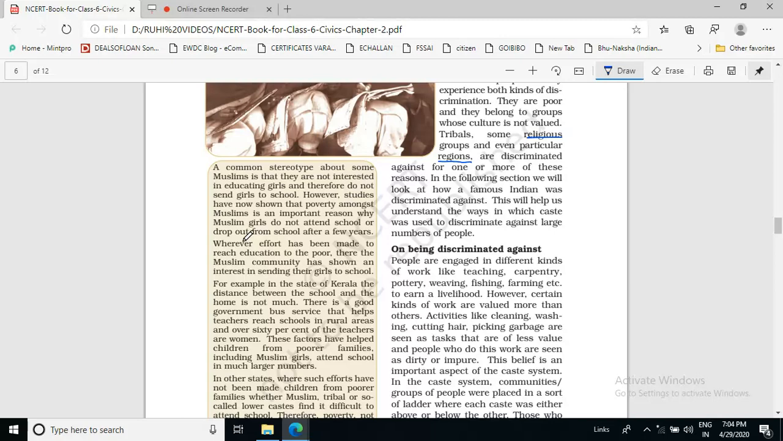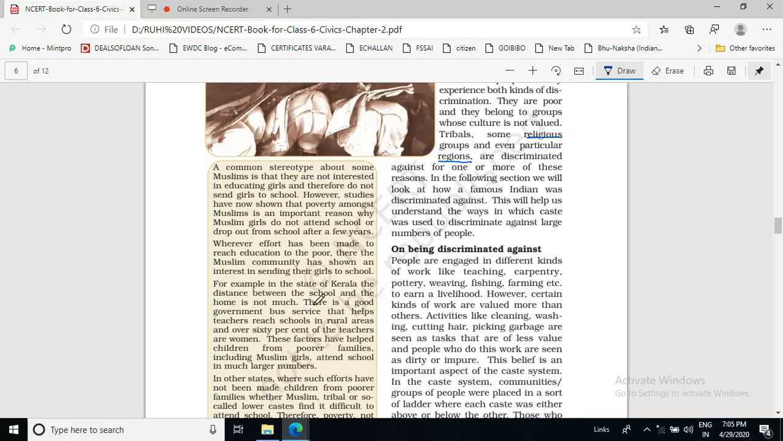An example is given there. For example, in the state of Kerala, the distance between the school and the home is not much. It means the school is not very far away from the house. And when the school is very far away from the house, then parents are afraid of sending their daughters to a far away place. They want that their daughters should be taught in a neighborhood school. And when the school is available in the neighborhood, they want to send their daughters to the school. Okay. Now, this is the line.